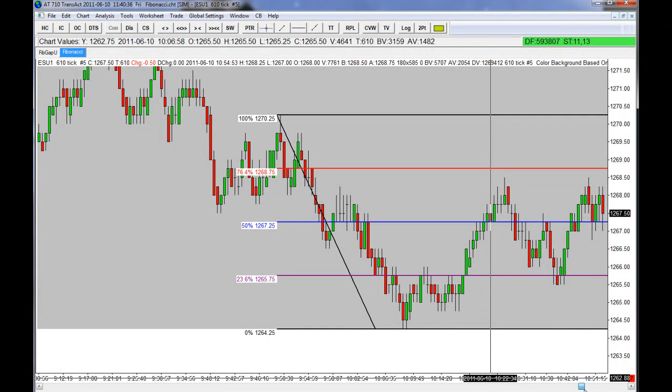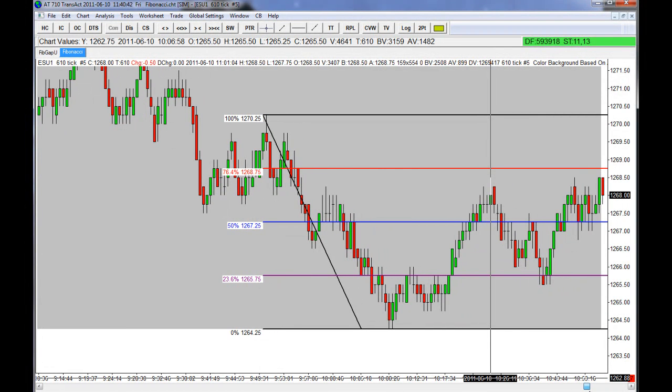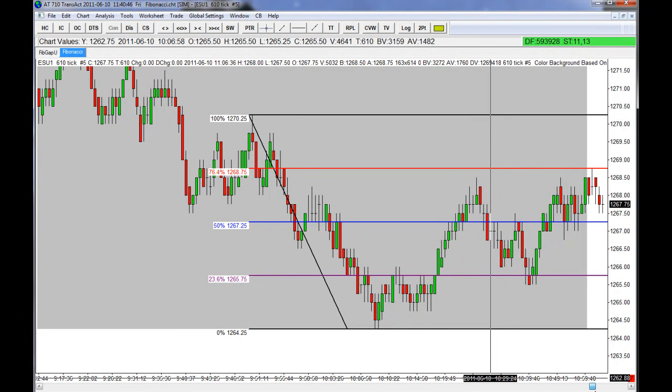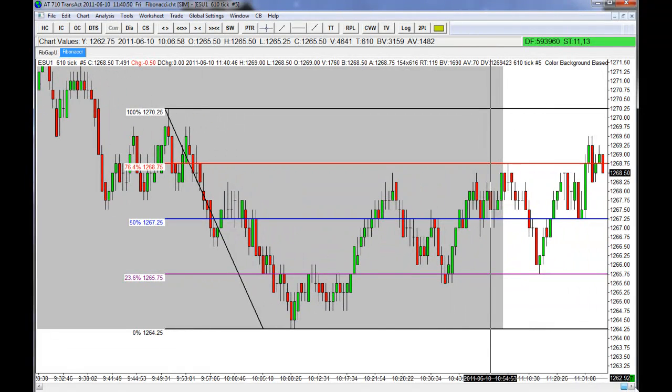I got 3 trades today where I got filled. And one of them I did not get filled, the other one I did not take. So it was a good day overall in the market today.